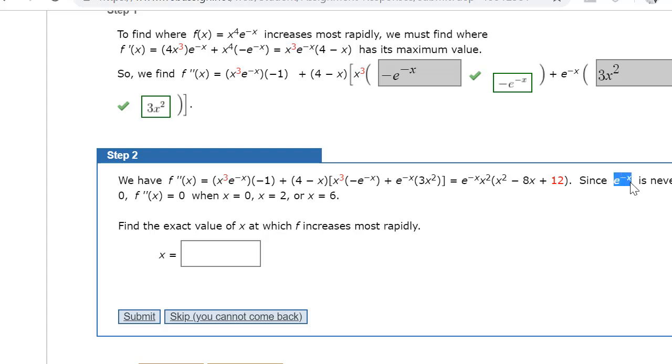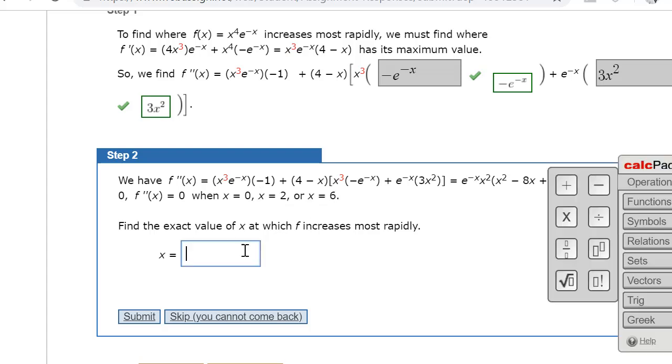And so e to the negative x will never be equal to 0, so the only way this is going to be equal to 0 is if x squared is equal to 0, and x squared is equal to 0 when x is equal to 0, or when this quadratic is equal to 0, and fortunately they factored it for us and they found the solutions, x is equal to 2 and x is equal to 6. So it's going to be one of these values that's going to give us the fastest increase.